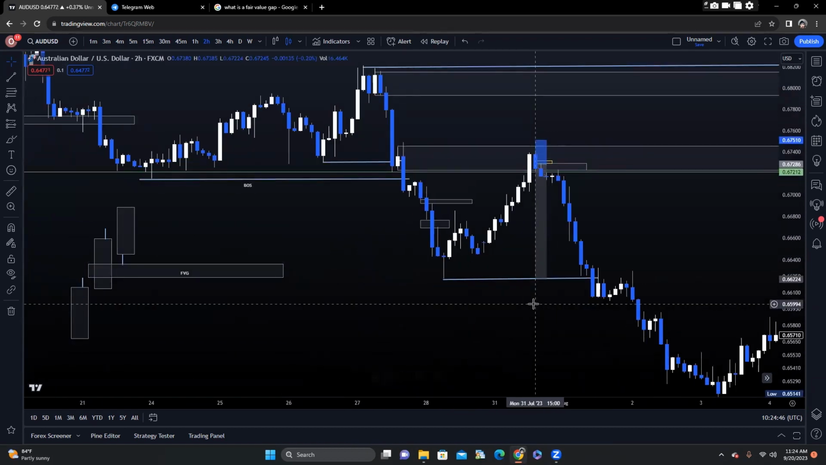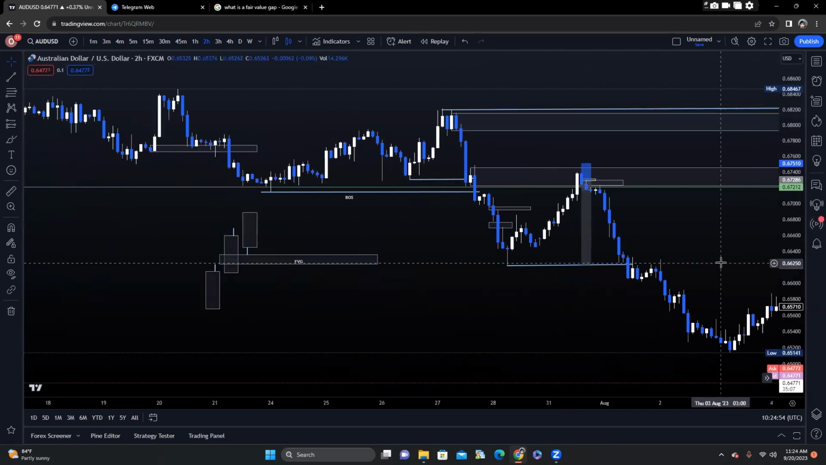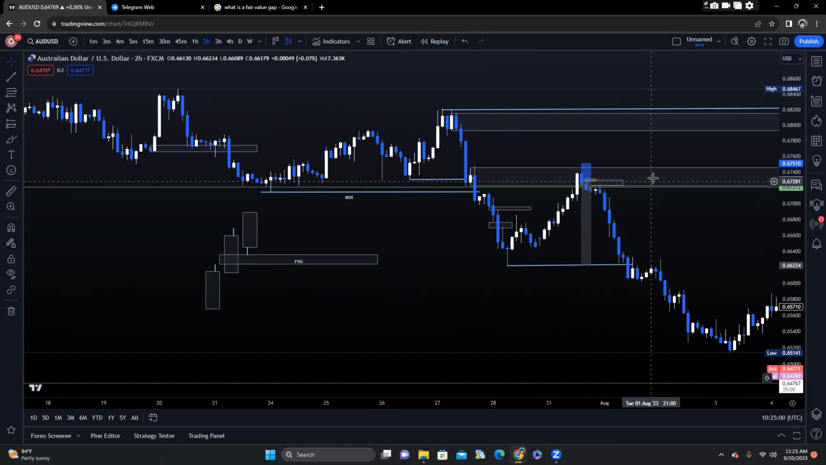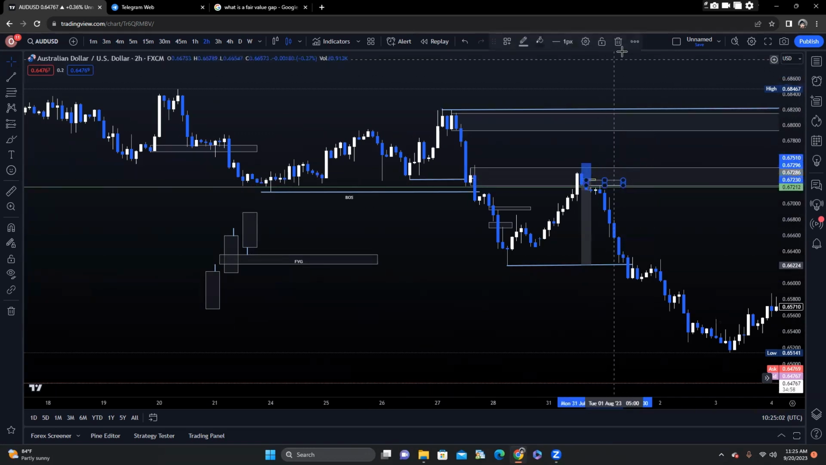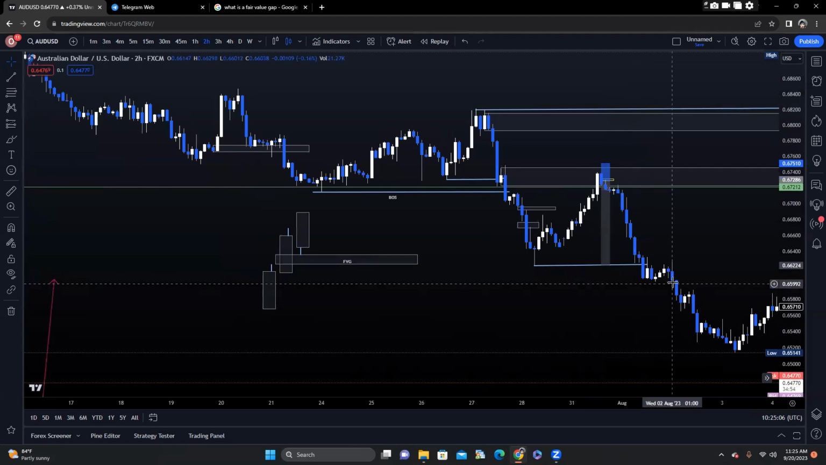Do you have any questions so far? No. Yes. But just the rectangles, there were plenty. Yes, but I don't exactly know how to take the entry from the fair value gap. So maybe I'll need to narrow down my knowledge to the several rectangles.